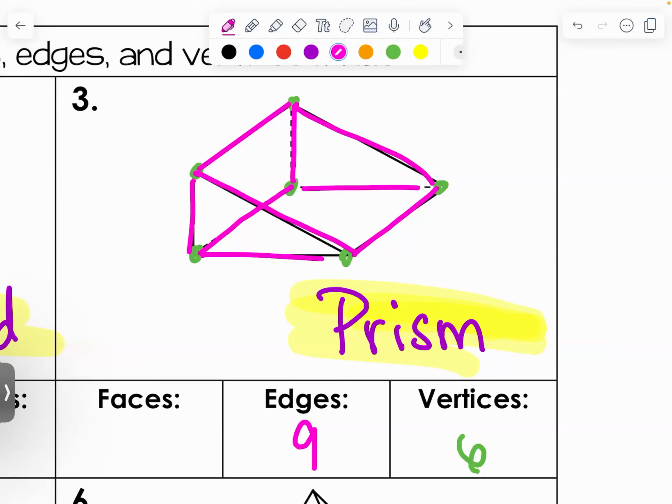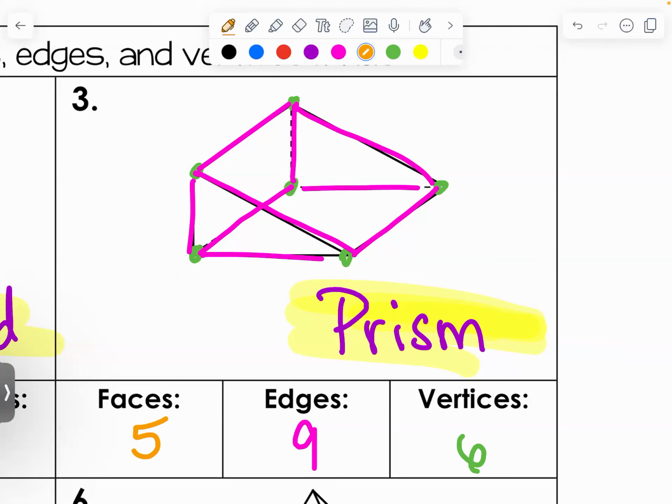Sophia, faces. Okay, Sophia says 5 faces. We have our 2 triangles, right? Boom, boom. And then we have 1, 2, 3 rectangles. Okay.